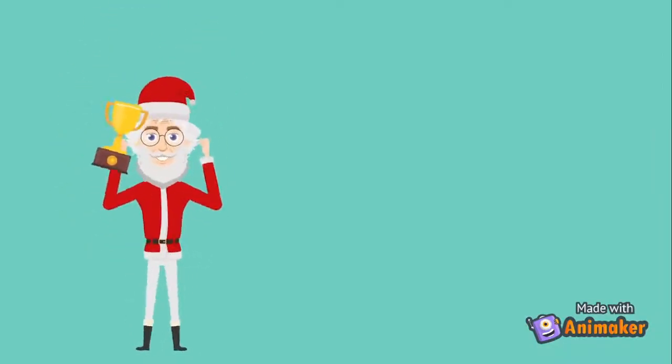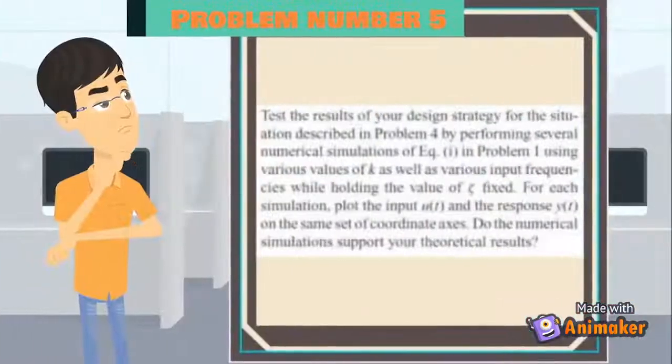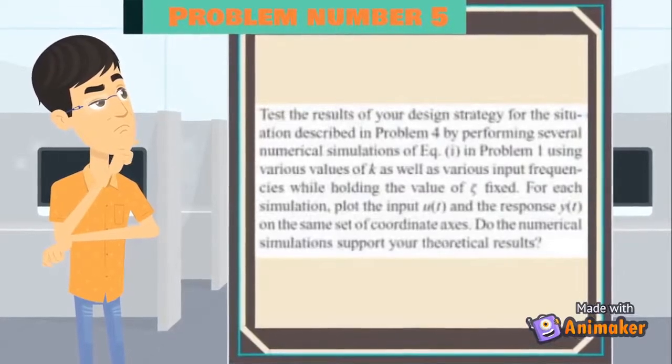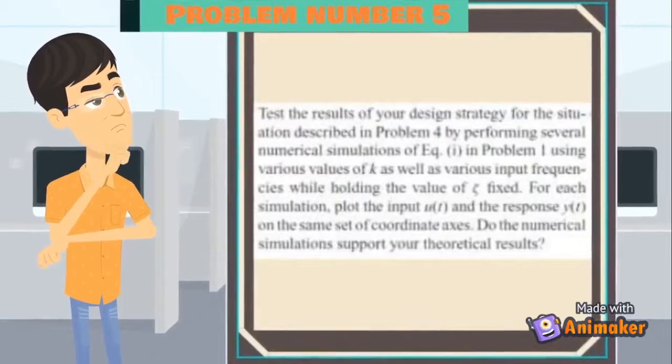The next problem is problem number 5. For problem 5, we are asked to test the results of the design strategy for the situation described in problem 4 by performing several numerical simulations of equation 1 and problem 1, using various values of k as well as various input frequencies while holding the values of sigma fixed. For each simulation, plot the input u of t and the response y of t on the same set of coordinate axes.